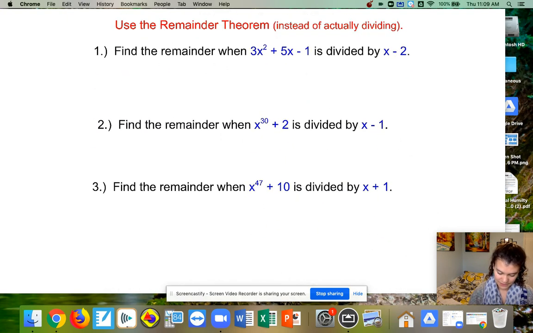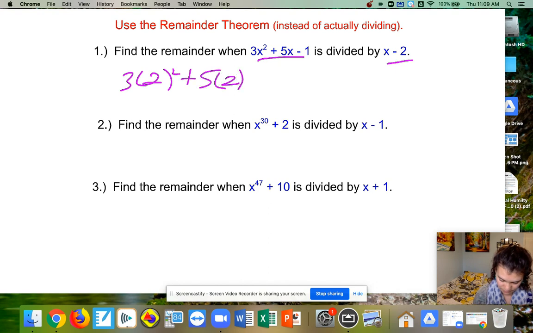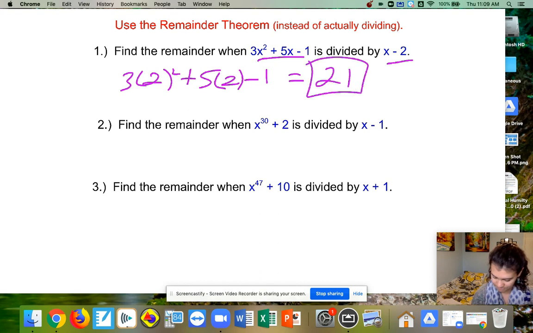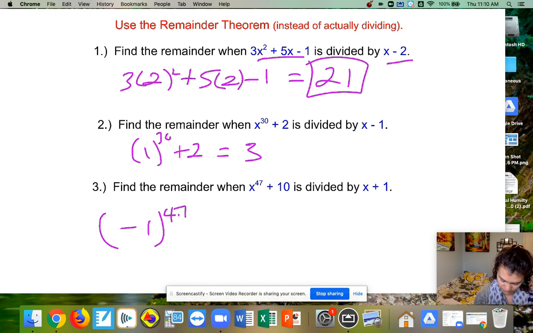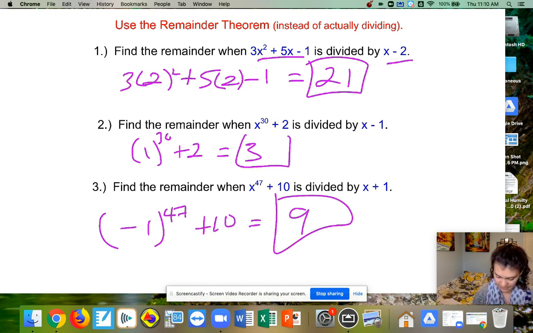So some examples. We want to find the remainder of this when we divide by this. So just plug in 2. And this one will give you 21. Same idea for the next one. Plug in 1. So 1 to the 30 plus 2 is 3. And if we plug in negative 1 for this one, you'll get 9. And that's an easy way to find the remainder.